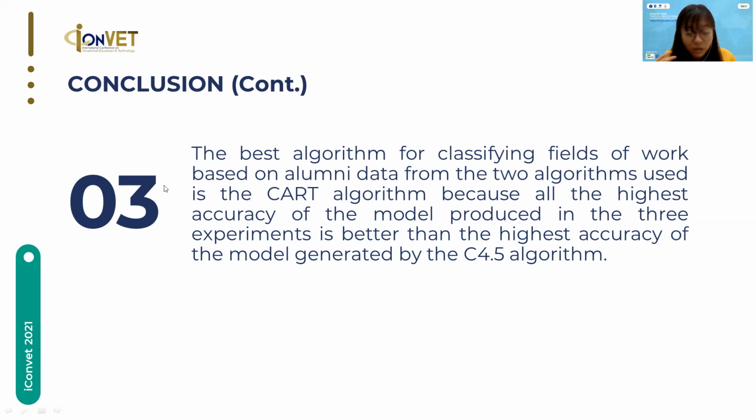Conclusion number 3, the best algorithm for classifying field of work based on alumni data from the 2 algorithms used is the CART algorithm, because the highest accuracy of the model produced in the 3 experiments is better than the highest accuracy of the model generated by the C4.5 algorithm.